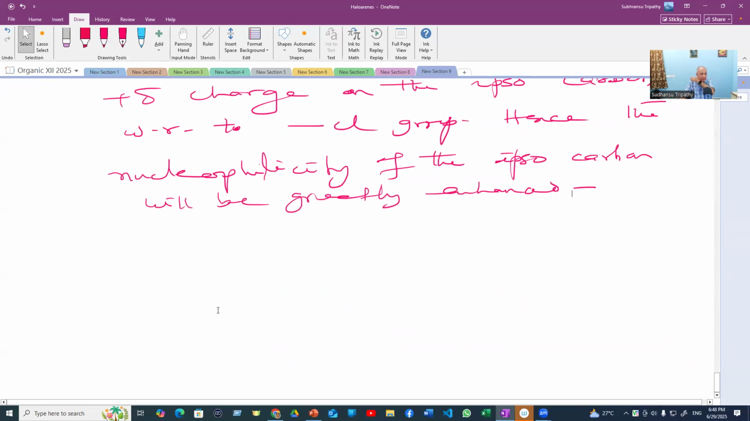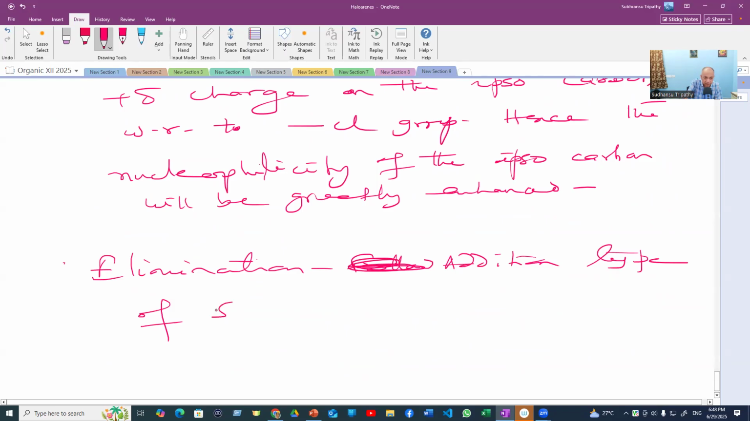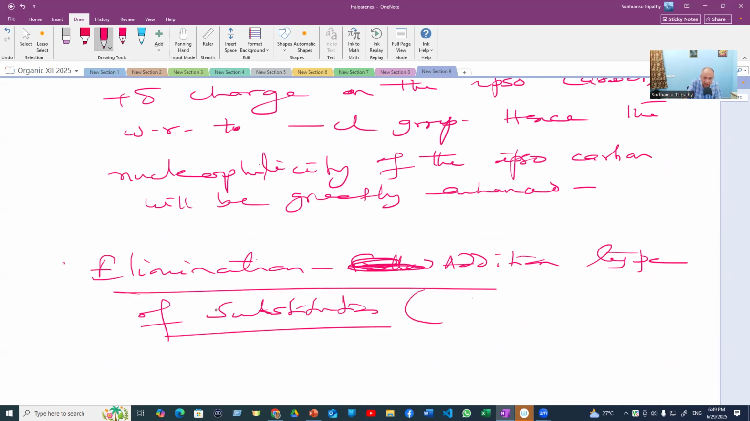That's it. Then before I enter into the classical preparation and properties, I would like to tell you the other mechanism. Elimination followed by addition type of substitution. That is, the opposite of addition followed by elimination. This is called cine substitution.